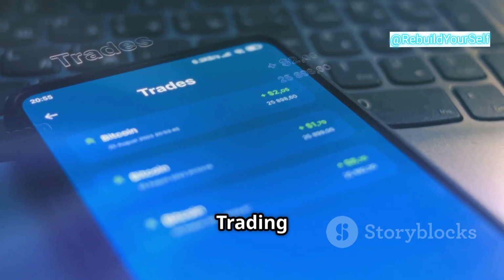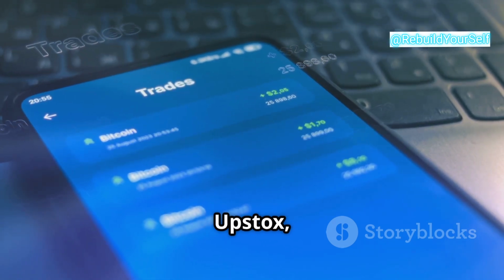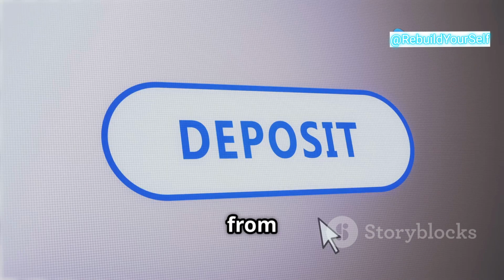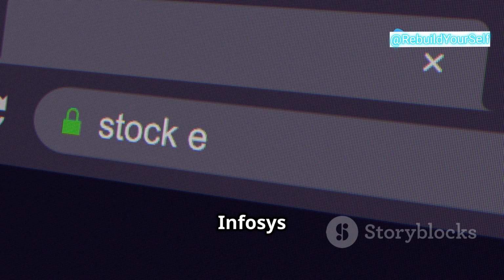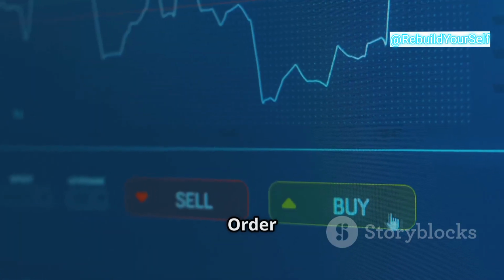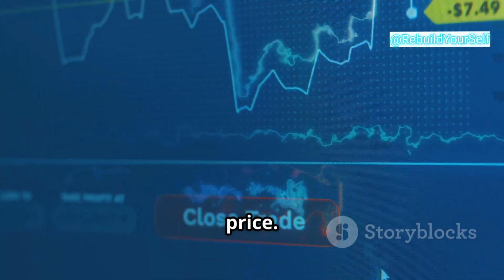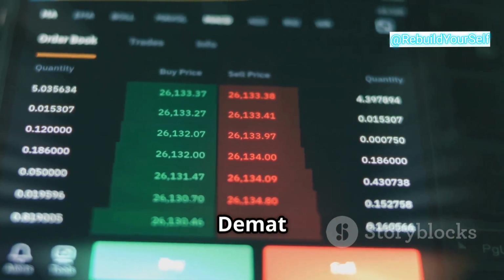Open a Demat and trading account with a broker like Zerodha, Upstox or Groww. Add money from your bank account to your trading account. Search for a stock like Infosys or Reliance. Place a buy order at a market price or limit price. The stock gets stored in your Demat account.